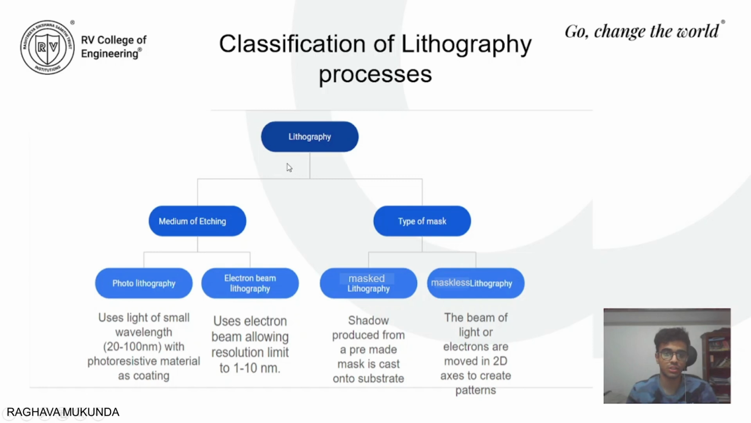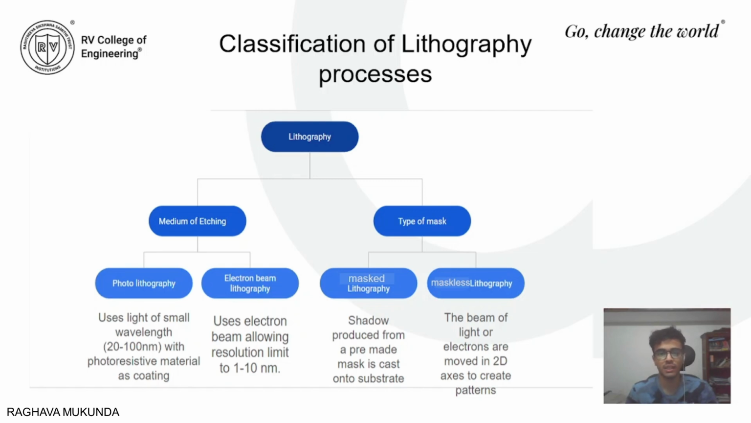Lithography can be classified using two main classification features, which are medium of etching and type of mask used. On the basis of medium of etching, we can classify it as photolithography or E-beam lithography. Photolithography uses UV light, which is of the order of 20 to 100 nanometers, and the resolution size is from 25 nanometers all the way up to 5 microns. Electron beam lithography uses an electron beam created from a cathode ray tube, and the resolution is all the way down to 1 to 10 nanometers.